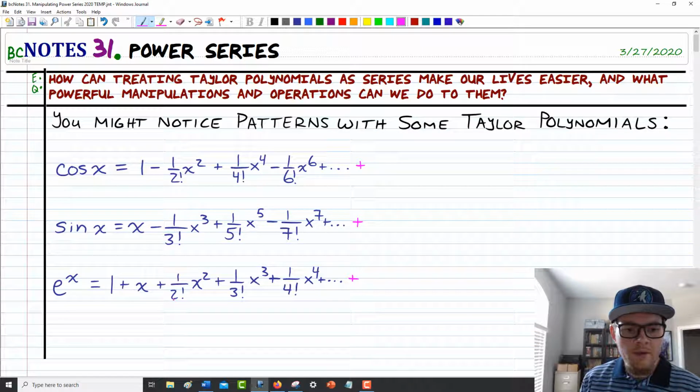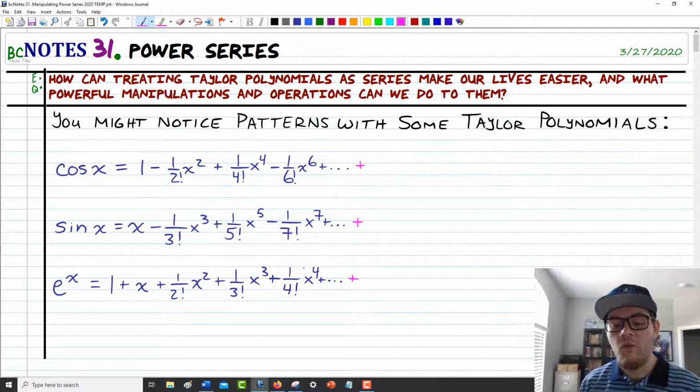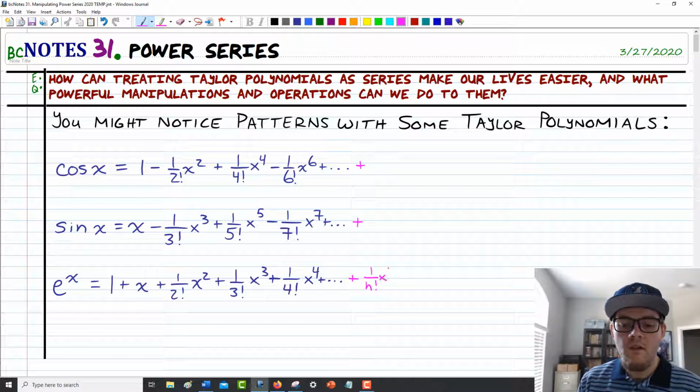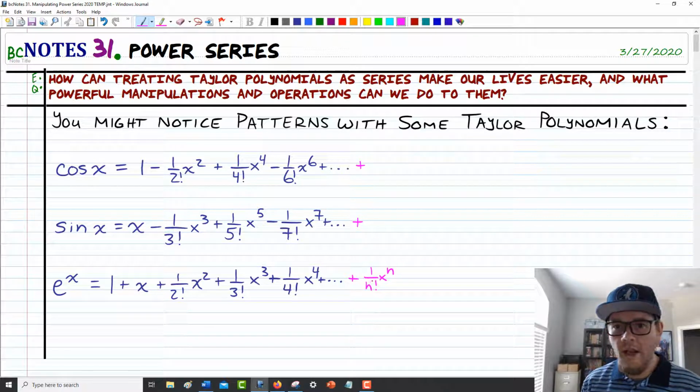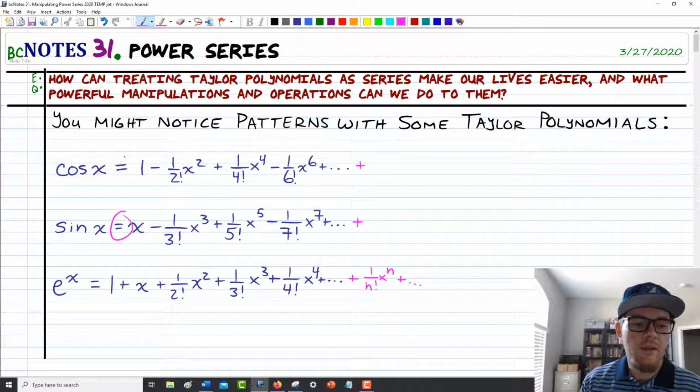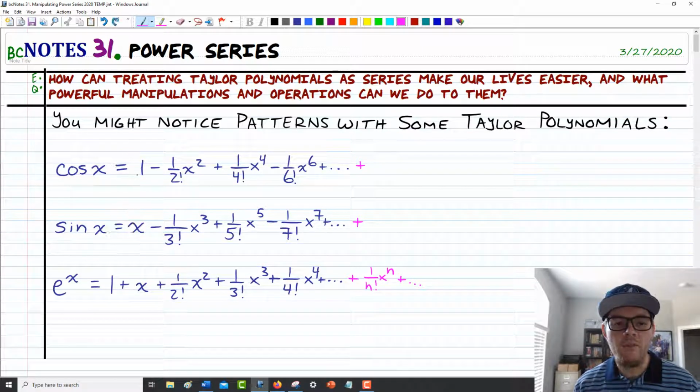So look at those denominators: 2 factorial, 3 factorial, 4 factorial. Notice those powers are 0, 1, 2, 3, 4. It looks pretty clean. It looks to me like this one's general term would be 1 over n factorial times x to the n power. So that describes how you would generate any particular degree term for this polynomial. Of course, it wouldn't stop at n. It could go on forever. And if we wanted it to be exactly equal to e to the x, we would need it to go on forever. Technically, this statement is false right now until we add that extra piece.